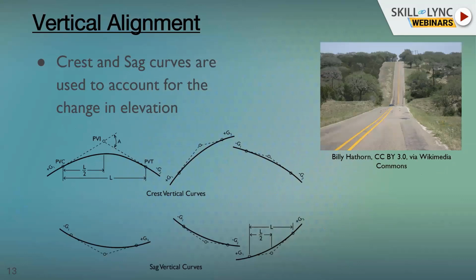And the vertical alignment. Once you are done with the horizontal alignment, you have to do the vertical alignment. Vertical alignment is basically a combination of crest and sag curves. We will be having a k value, where k is equal to L by A. It is the ratio of the length to the difference in the grade. If you are satisfying this k value, then automatically the sight distance will be addressed.